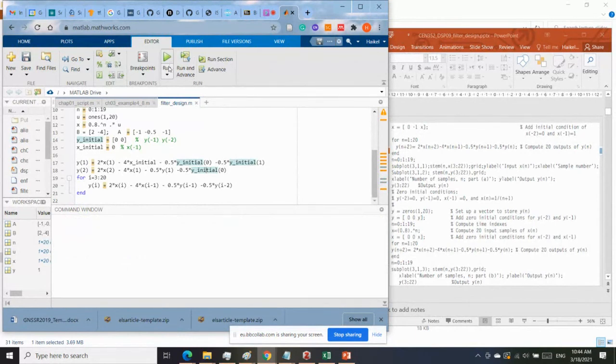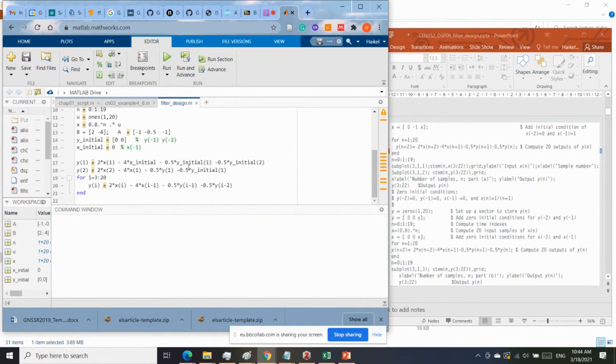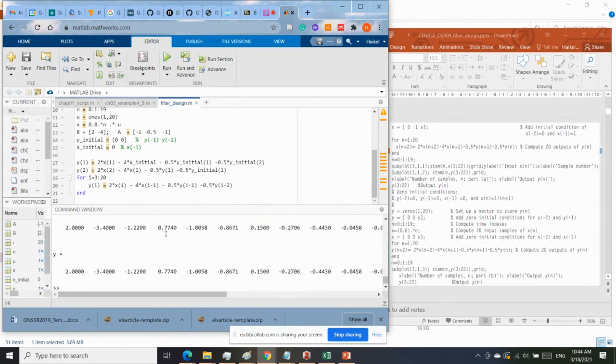I think there is a smarter way to do it. Because again there is no index 0. Okay, so we computed the y. I think there's a smarter way to do it.